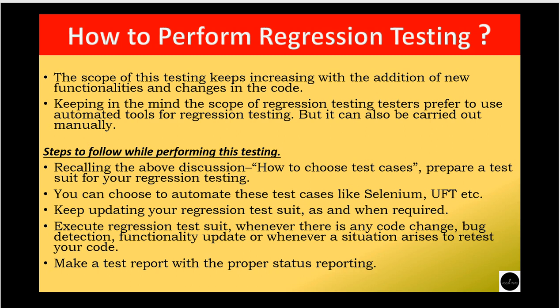Recalling the above discussion on how to choose test cases, prepare a test suite for your regression testing. You can choose to automate these test cases with the help of automation tools like Selenium, UFT. Keep updating your regression test suite as and when required. Execute the regression test suite whenever there is any code change, bug detection, functionality update, or whenever a situation arises to retest your code. Make a test report with a proper status report.